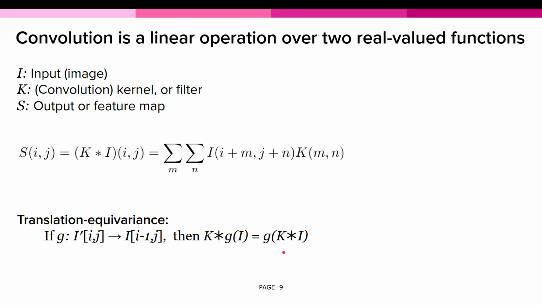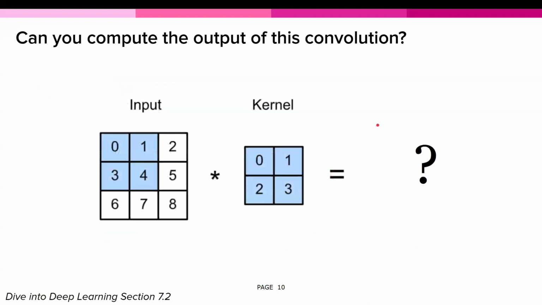And so this property contributes to a CNN's capacity to recognize an object or pattern, even if it's in a different position in the image. So before we go on, let's make sure that we actually understand convolution. It would be useful at this point to pause the video to see if you can compute the output of a convolution operation between this input image and this kernel. Specifically, see if you can determine the first element, the top left element.